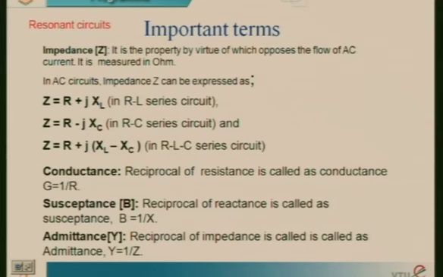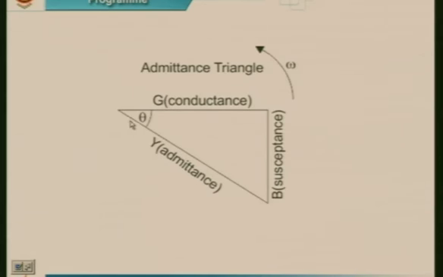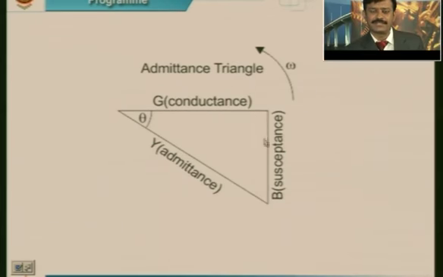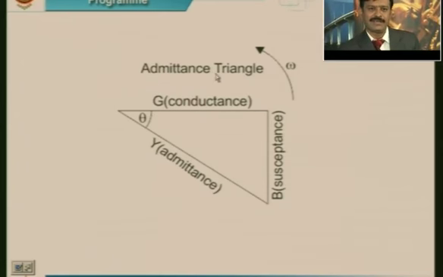In parallel resonance, these three take an important role. One is conductance, the reciprocal of resistance. Another one is susceptance, the reciprocal of reactance. And lastly, admittance, the reciprocal of impedance. Look at this. It is represented as a triangle, and conductance and susceptance are always perpendicular to each other. Its resultant will be the admittance Y, making an angle theta, with omega as the frequency. This is the admittance triangle.